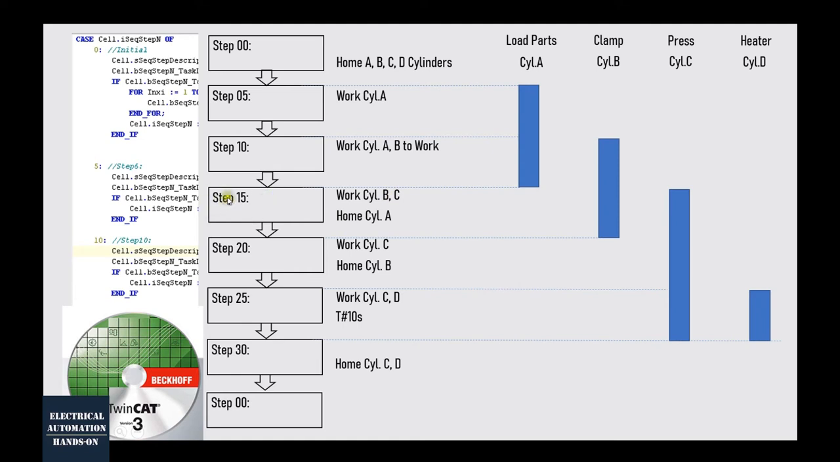At step 15, we need to work this cylinder C, this press. In the meantime, we need to home this cylinder A. From step 15 to step 20, we need to check if cylinder A is at home. In the meantime, if this press C is at work, also B should be at work.